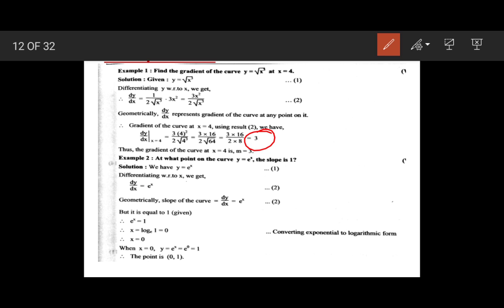This term. Okay. So gradient means slope. So the slope of the curve is nothing but dy upon dx. Okay, and dy upon dx is 3. So slope is 3.